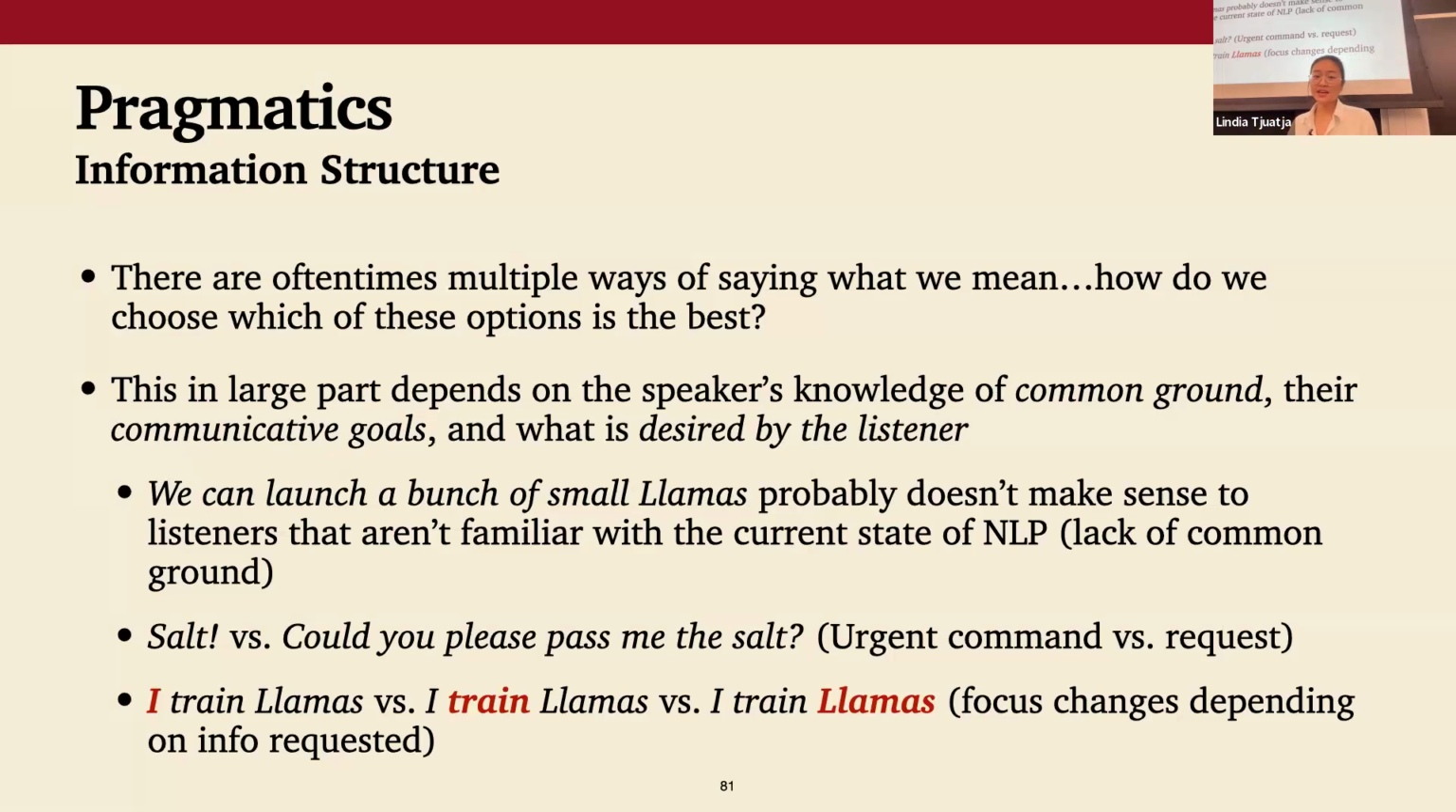And then finally, when a listener desires certain information, we can change what we focus on in our answer. So if someone asks, who trains llamas? I can say, I train llamas. But if someone asks me, what do you do with llamas? I can say, I train llamas. And if someone asks, what do I train? I can say, I train llamas. So the surface form is the same, but how I say it changes to put focus on different parts of my answer, depending on what the listener wants.